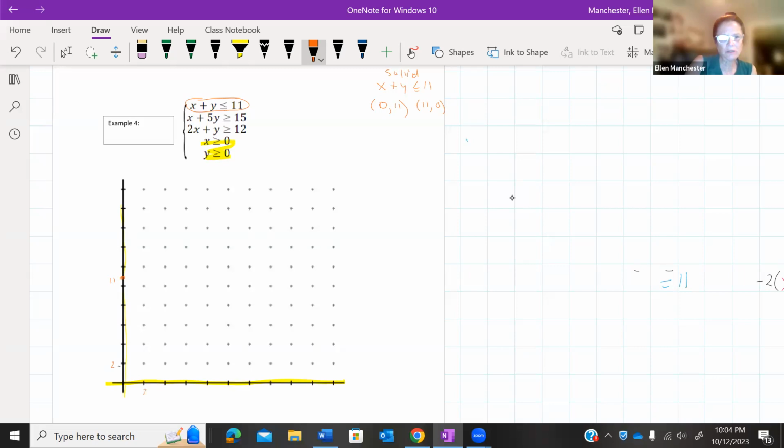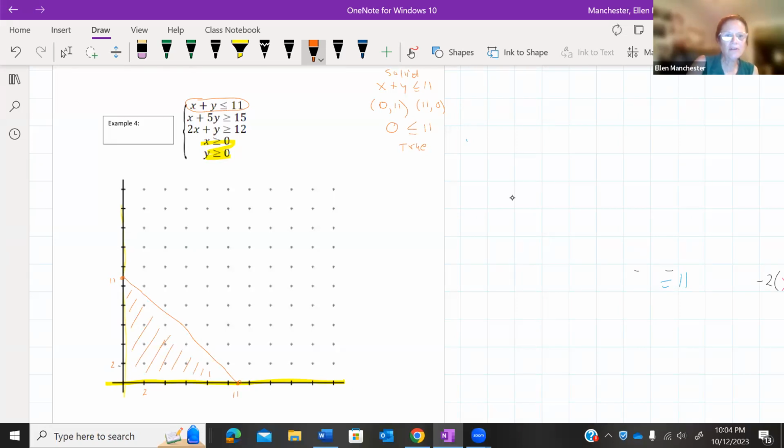2, 4. We're going to go by twos. 2, 4, 6, 8, 10, 12. So again, there's my 11. There is my line. Where to shade? 0 is less than or equal to 11. This is true. So I'm going to shade down here.